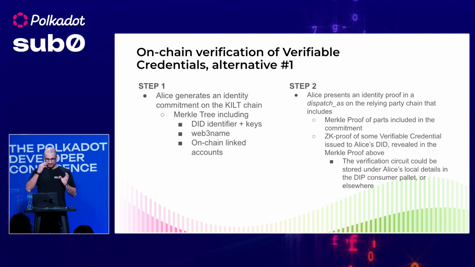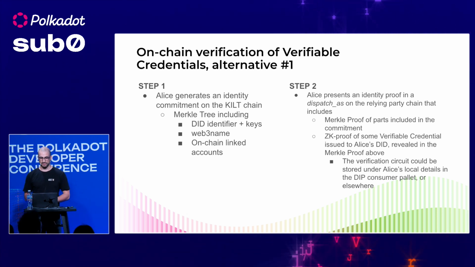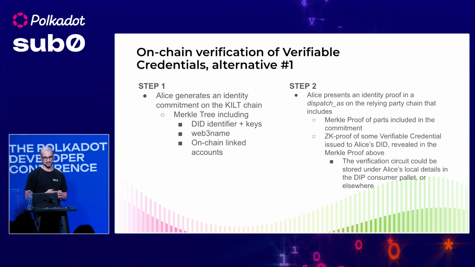So given this not very short explanation of the building blocks of the DIP protocol, we can see how an on-chain flow for verified credentials, for verified KILT credentials, could work.